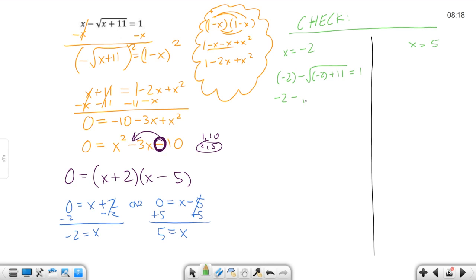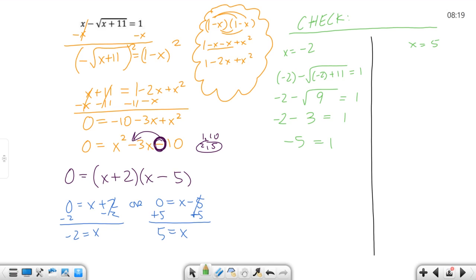Negative 2 minus the square root of, and this parenthesis here is unnecessary, but I did it just because I'm plugging in a value, right? So I want to emphasize I'm plugging in that negative 2. What is negative 2 plus 11? Well, that's 9. Negative 2 minus the square root of 9 is 3. It's not plus or minus 3. The square root of 9 is only 3. And then negative 2 minus 3 is negative 5 equals 1.